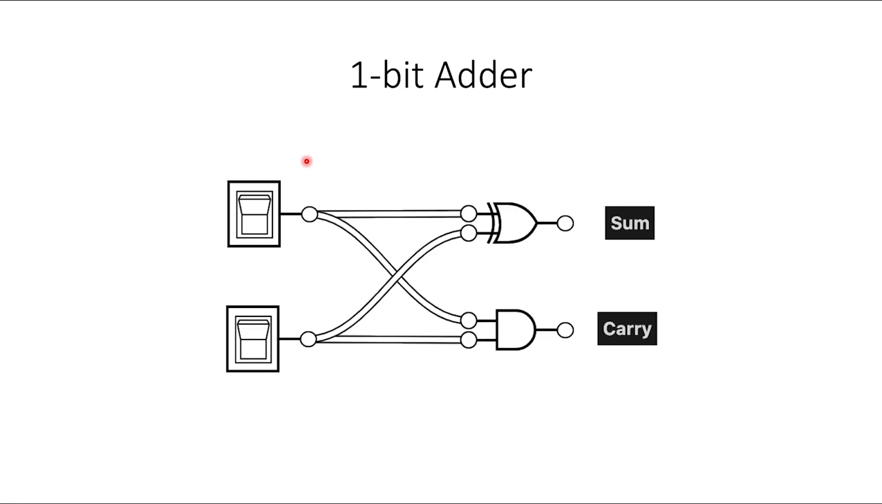So here's the schematic diagram of the circuit. These are my 2 switches, which I can change to 0s and 1s. Here's an exclusive OR gate. Here's an AND gate. And both of my inputs are being fed into both of these gates. The exclusive OR gives you the sum, and the AND gives you the carry.